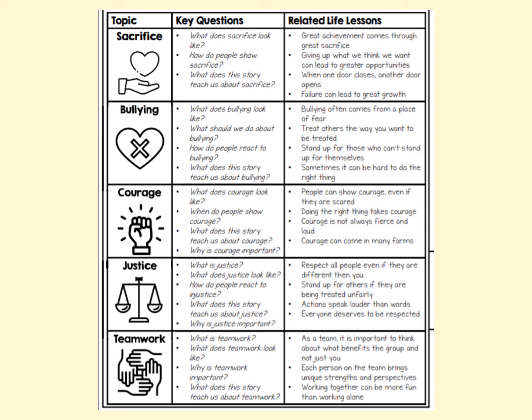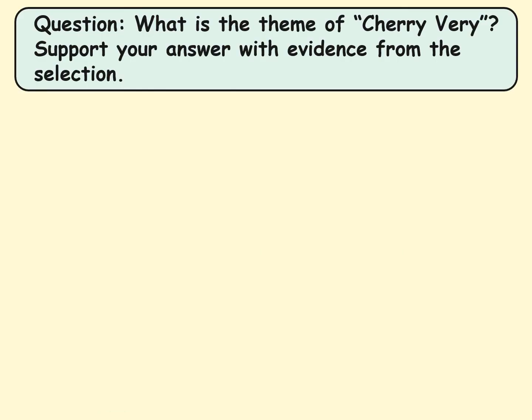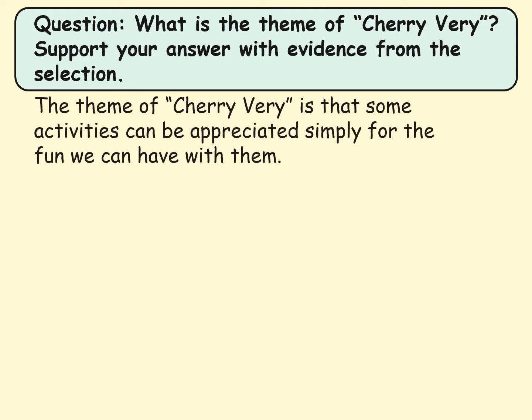So let's continue and see what a short constructed response would look like for theme in poetry, referring back to Cherry Berry. So our short constructed response can read something like, what is the theme of Cherry Berry? Support your answer with the evidence from the selection. So you could start by writing the title of the poem and then directly answering the question by stating the theme. The theme of Cherry Berry is that some activities can be appreciated simply for the fun we can have with them. Then we can give a very quick summary or paraphrase of the poem in relation to the theme.